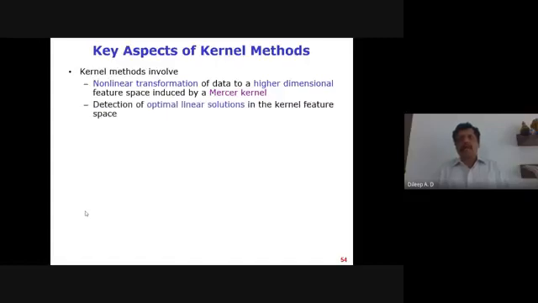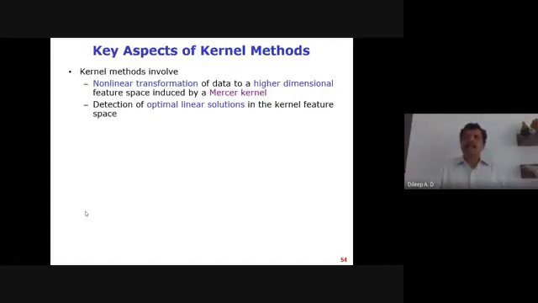That means that Mercer's theorem is applicable. Any function that does the transformation to the higher dimensional feature space by satisfying Mercer's theorem, what it guarantees is that in that higher dimensional feature space the solution will be more linear, and in that transformed space you can obtain the optimal linear solution.